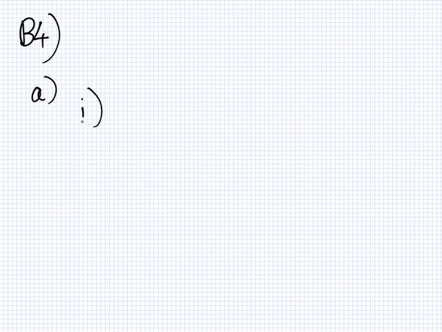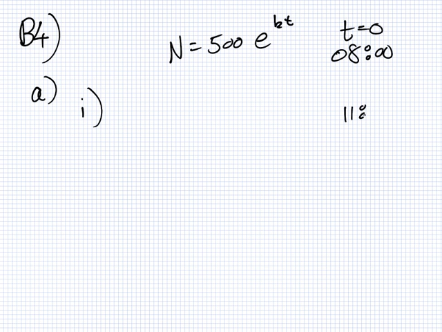Right, now let's do it. Calculate the k. So at 8 o'clock, what's the N? Do we know this? No, the way it works, sorry, they give you the formula. N equals 500e^(kt). And 8 o'clock is the beginning. So at 11 o'clock, what's the t?